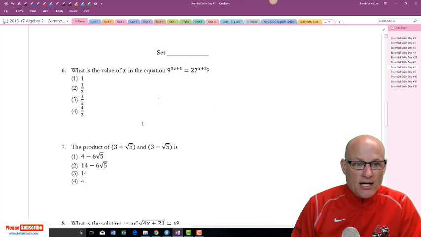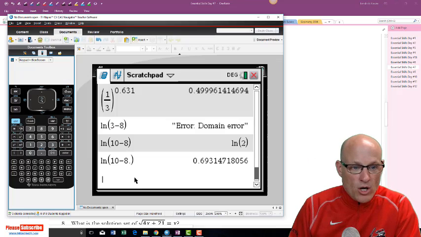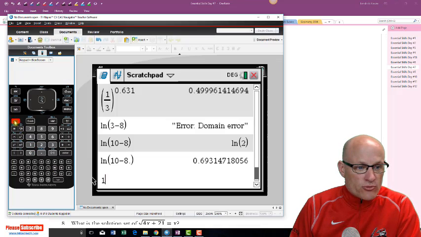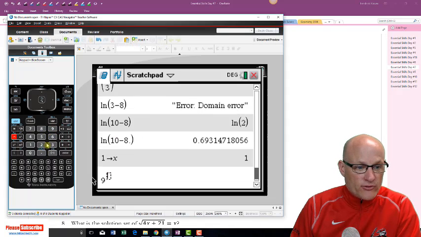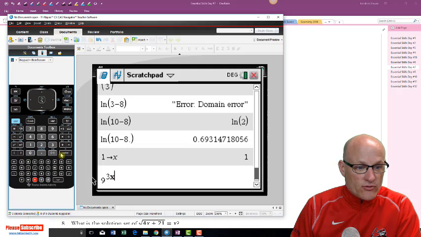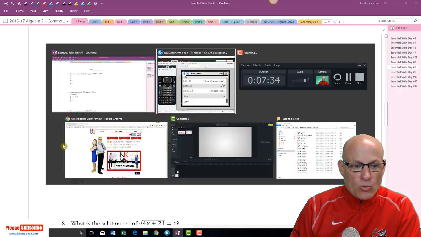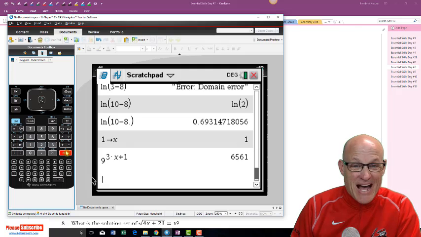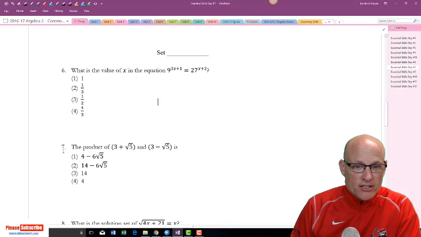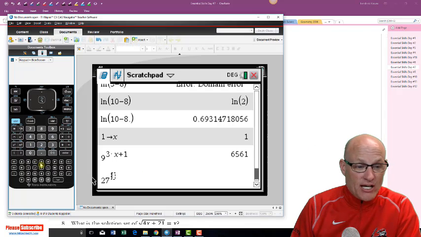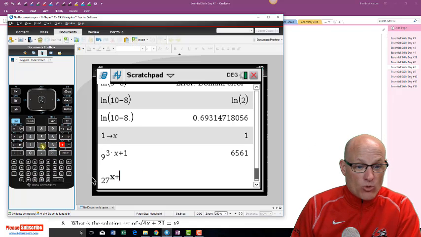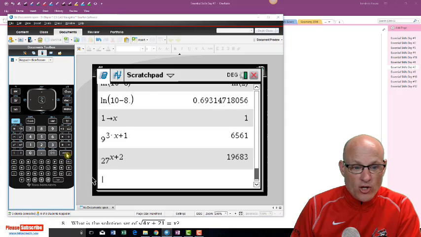All right, let's take 1. Control var x. We've got to plug in what they say, and then type in the left side: 9 raised to the 3x plus 1. Enter. Do not use the equal sign. 27. Sometimes it works and sometimes it doesn't, and you don't want it to not work and get the wrong answer. Nope, that's not it. Let's try 1/3.